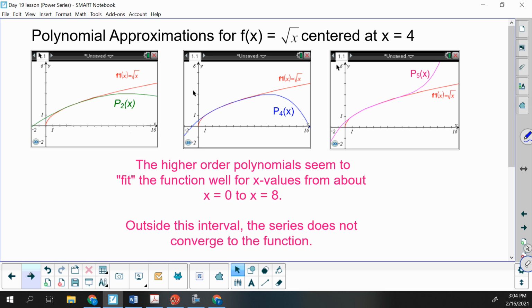Here's another one, square root of x. As we add terms, I don't have the polynomial written out there, but just have it labeled. So we have the second degree, fourth degree, fifth degree polynomial, which does appear to match it better. But again, there seems to be some bound for how far it'll match the function. It doesn't seem to be going on infinitely like the sine. This one around 0 to 8.